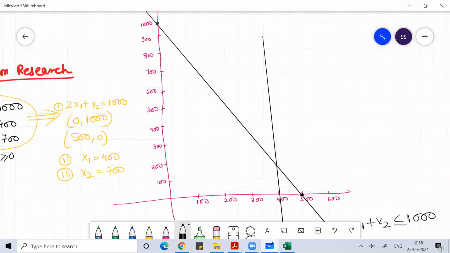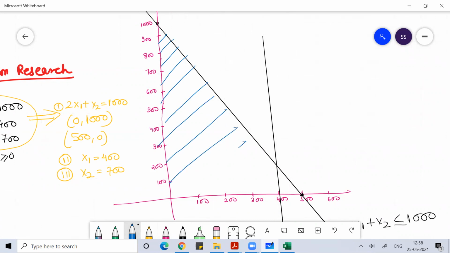So if I say x1 less than or equal to 400, what would be the area? This would be the area common. I hope you understand the area which is common between the two curves. The less than sign is there.